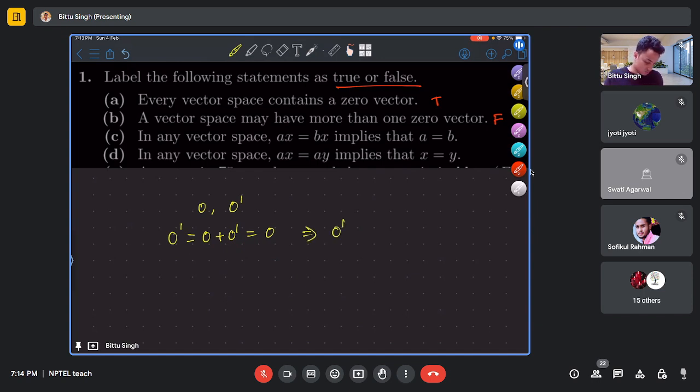So you got that 0 dash is the same as 0. We chose two zeros, 0 and 0 dash, and if possible, 0 dash to be different. But we have seen that it is not possible, by the property of 0.